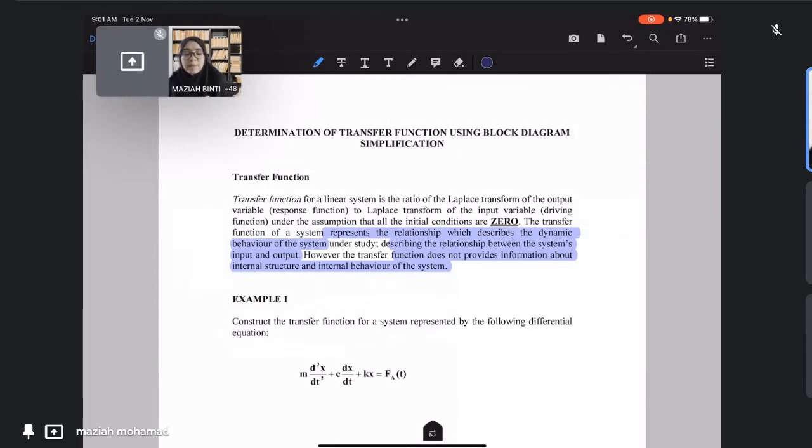The information about internal structure and internal behavior can be obtained if you use a block diagram. Meaning we draw the block diagram, so we can know the flow and the internal behavior: for the spring, how it will behave, for the damper, how it will behave, for the mass, how it will behave. We will be able to see that.